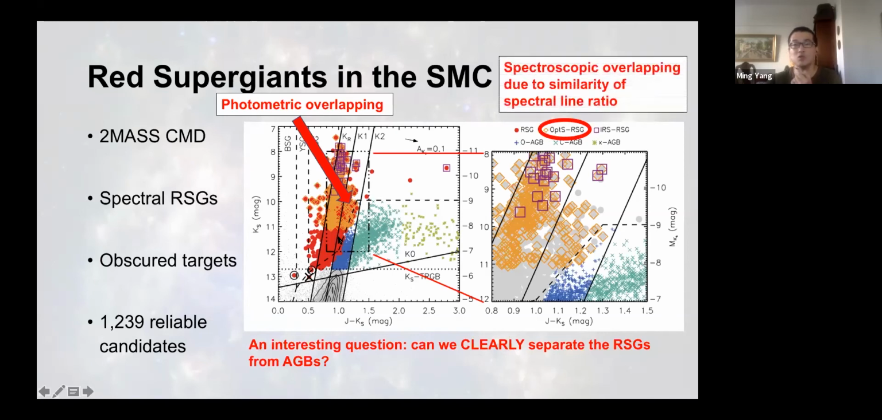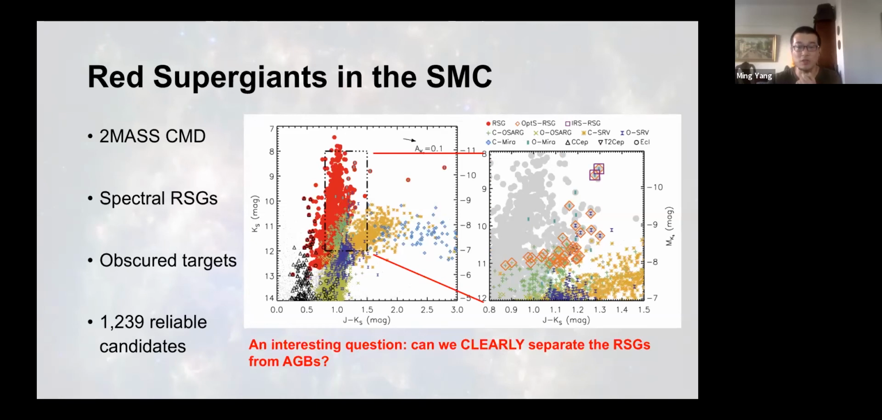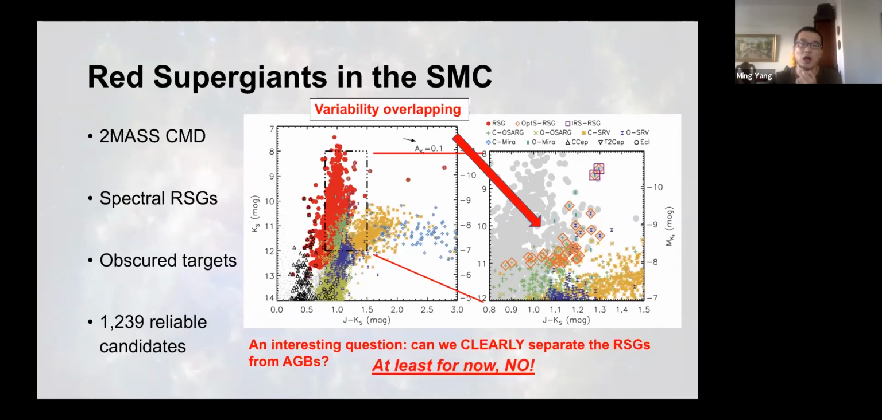Then we tried to see if we can distinguish them with spectroscopy. Unfortunately, due to the similarity of the spectral line ratios, there is also an overlap in spectroscopy. And finally, we thought maybe we can distinguish them by using variability. However, the answer is no. So our conclusion is that based on the current data, we actually cannot distinguish between the red supergiant stars and the AGB stars, since there is a similarity in the overlap region.